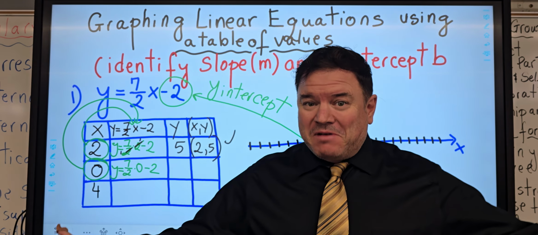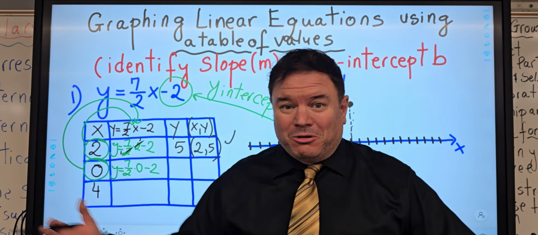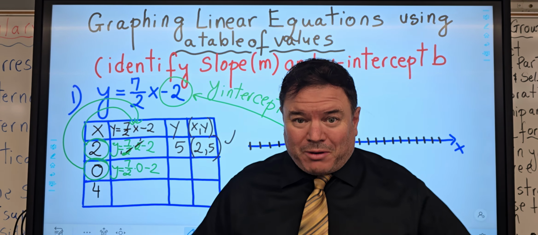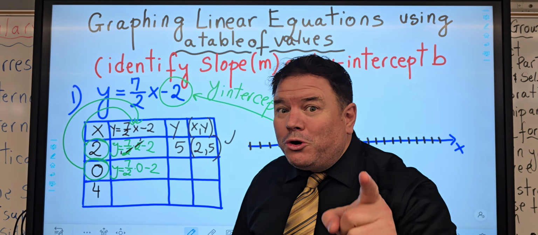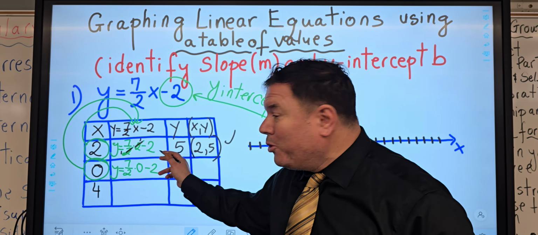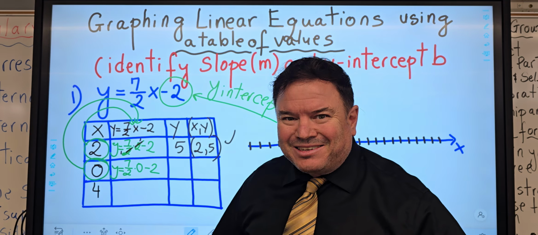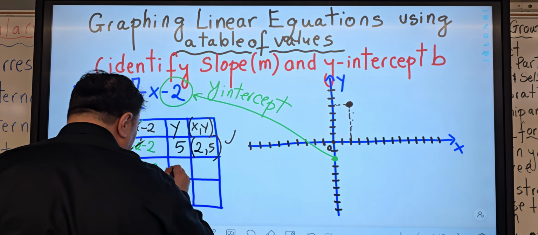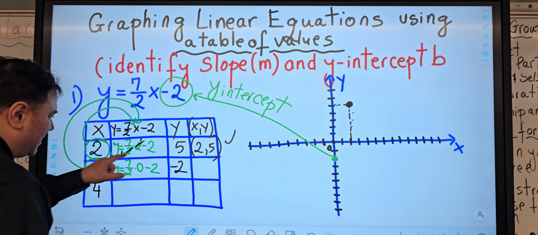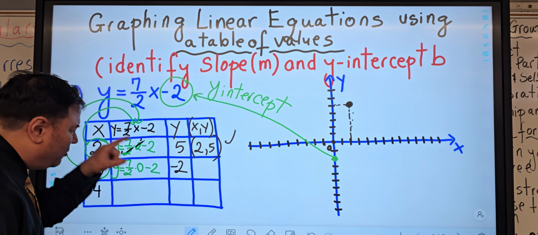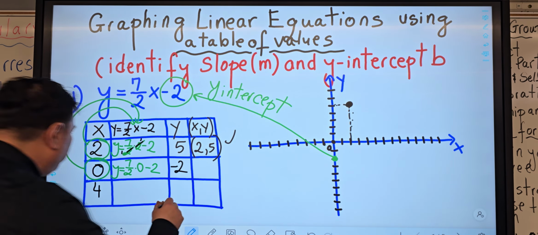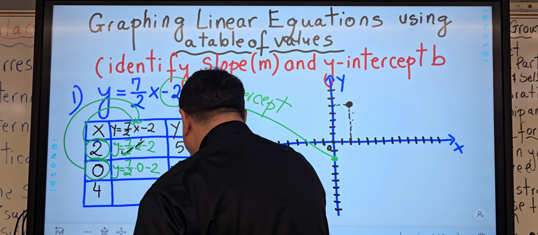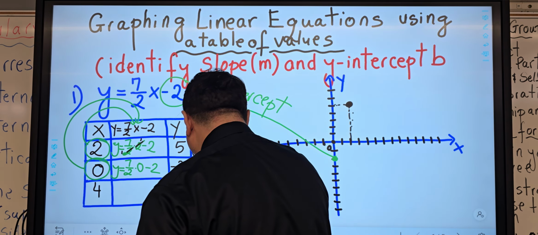If I have nothing, 0 times 7/2 is 0. I have nothing, and then I owe you $2. Do I still owe you the $2? Yes, I do. So the answer is, of course, -2 there. 0 minus 2 is -2. And the ordered pair is (0, -2).